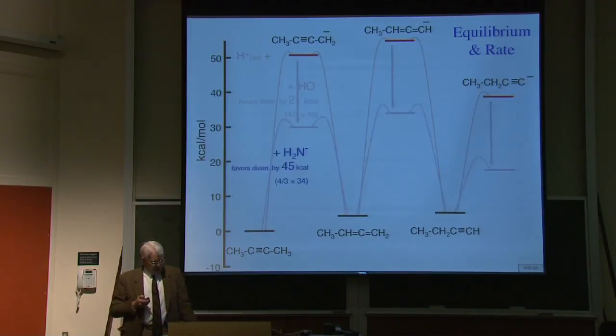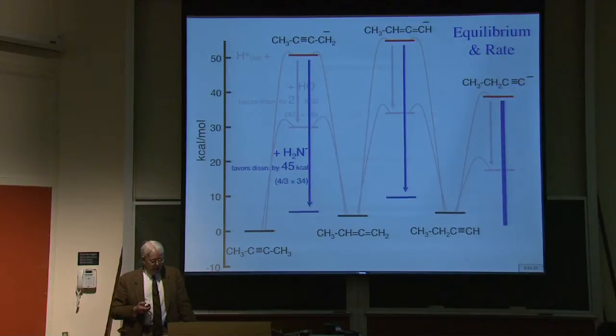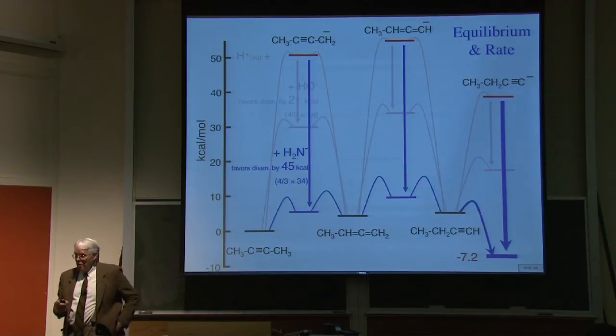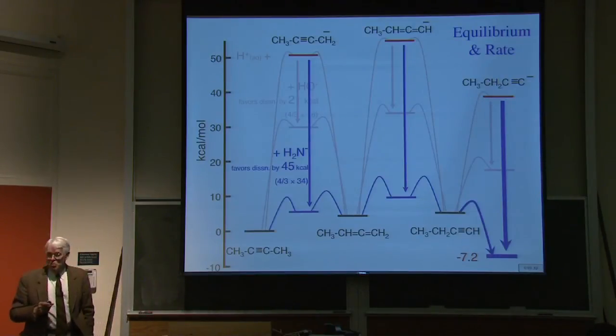However, suppose you use a really strong base, like amide. Now that favors loss of a proton, that is, it'll take the proton, by 45 kilocalories per mole. So now we're going to lower those ions even further, like that. And notice what happens on the far right. It goes all the way down there. And that's now the lowest energy form, if you have NH2 minus.